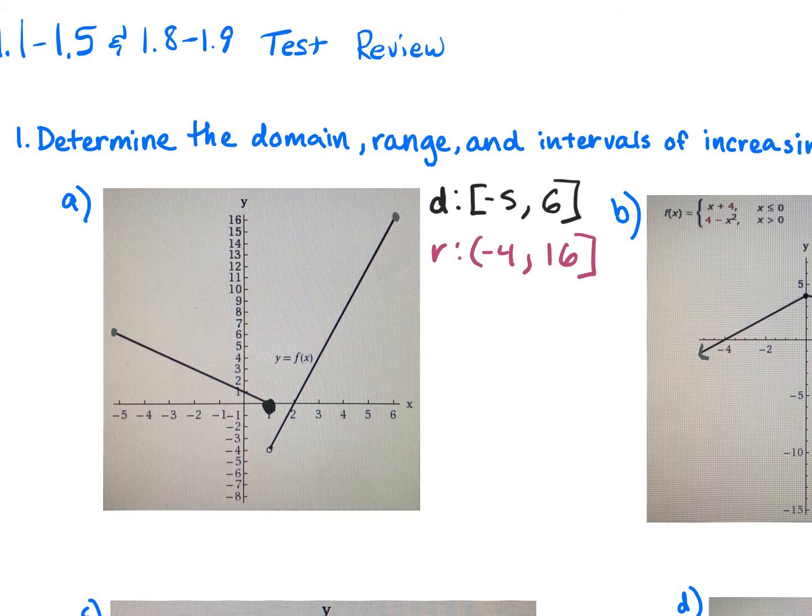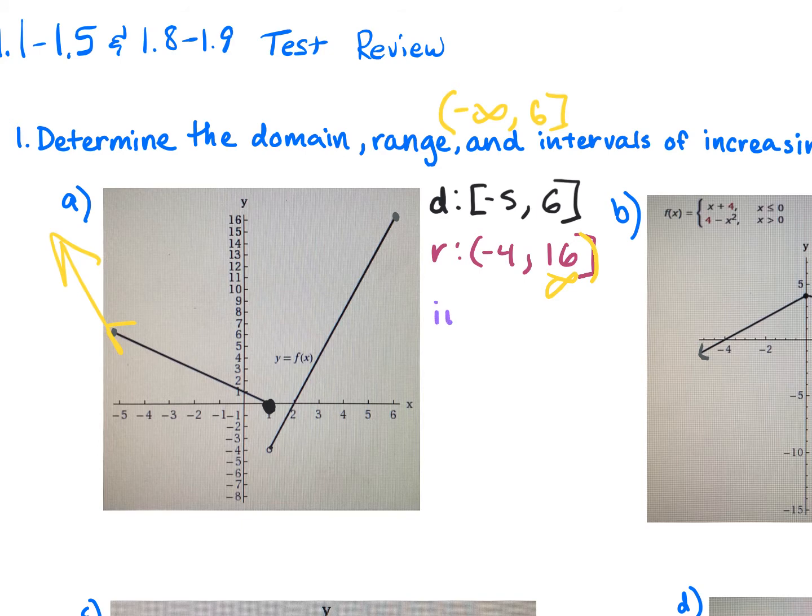If the -5 had an arrow, it would be -infinity to 6. And -infinity would have a parenthesis, because infinities always have parentheses. 16 would be infinity, right? With an arrow, though, not negative. The range would also change, so this would go to infinity, since it goes up forever. But that's if it had an arrow. So if it had an arrow, it would be different.